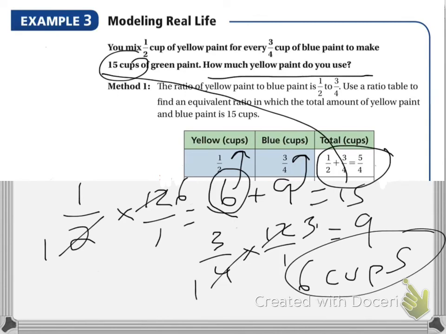So once again, what I did is I added the ratio together to find out how many total cups were in the ratio. And then I used my algebra. I did my 5/4 times something has to get me to the 15 cups. Once I figured out what we're multiplying by, I separated those two out again and multiplied them to figure out how many cups.